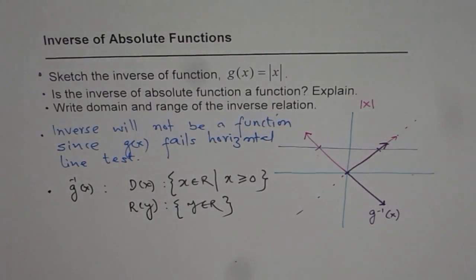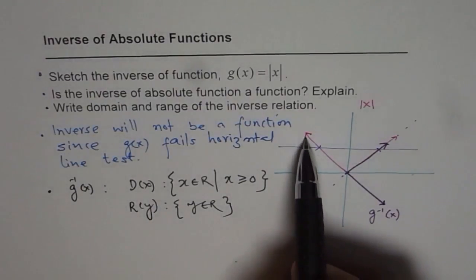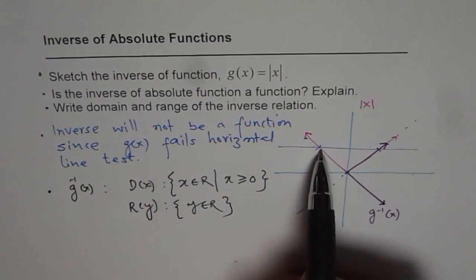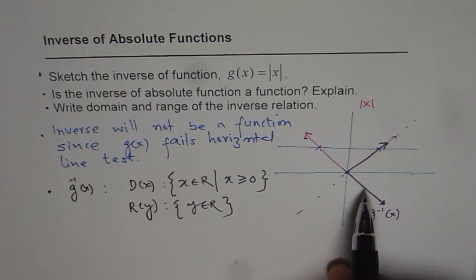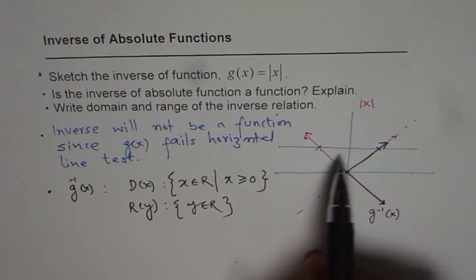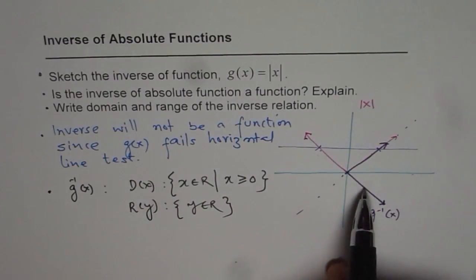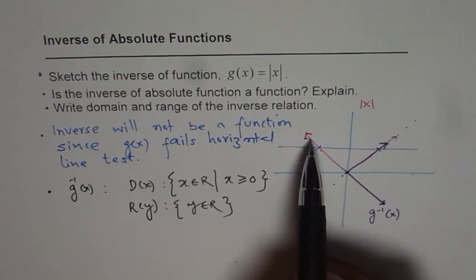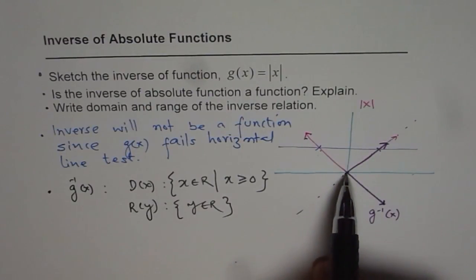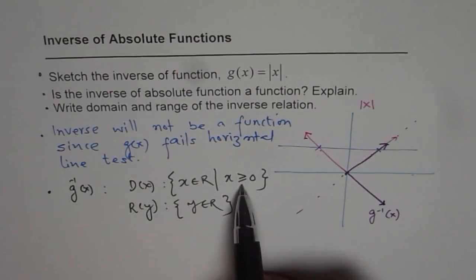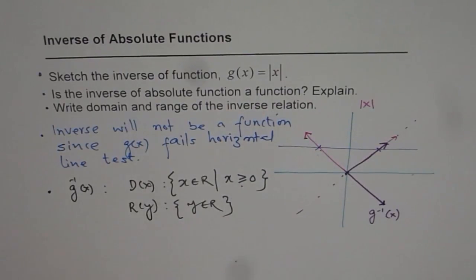So in this case, you have seen, if you consider the function f of x, it had no restriction on domain. Inverse has no restriction on range. So they flip, right? Domain and range flip. Here in the function, range is restricted. Range is greater than or equal to 0, but it becomes the domain of the inverse function. So that's the key to it.